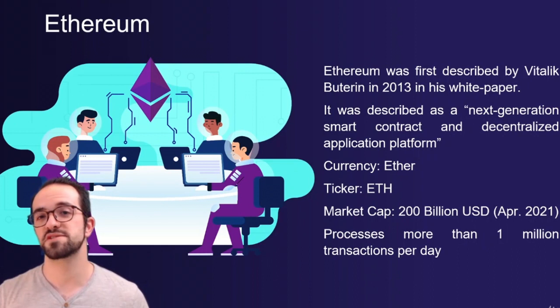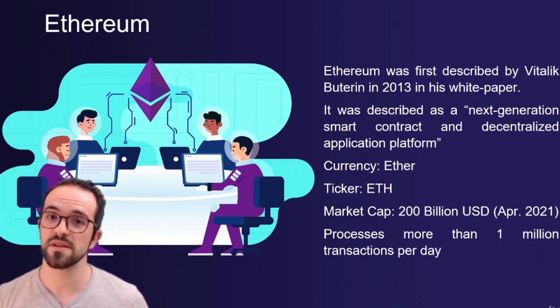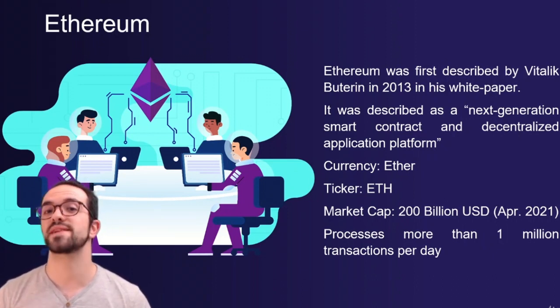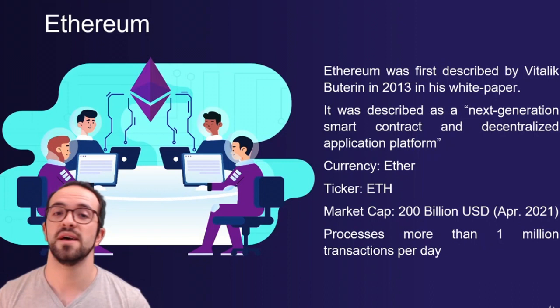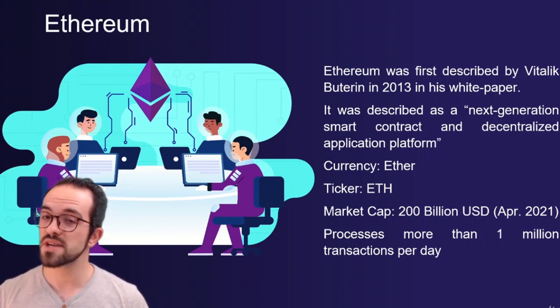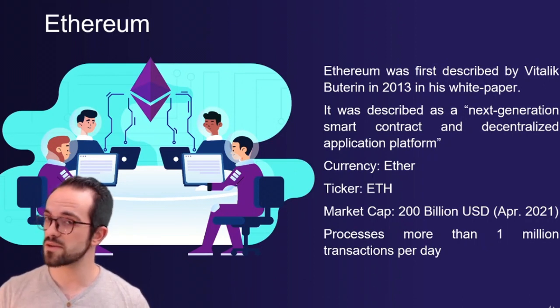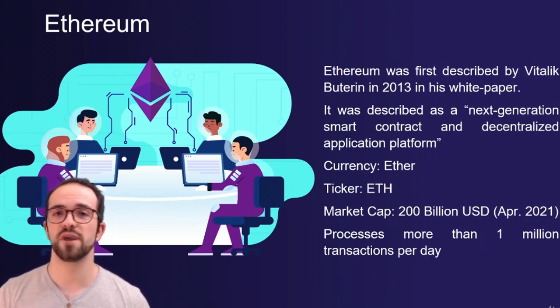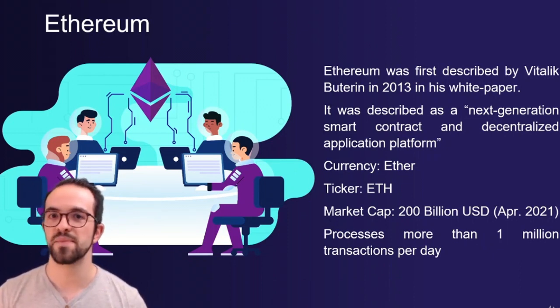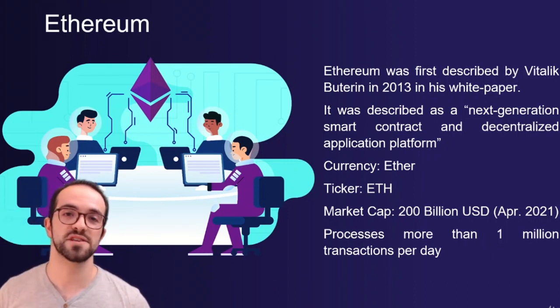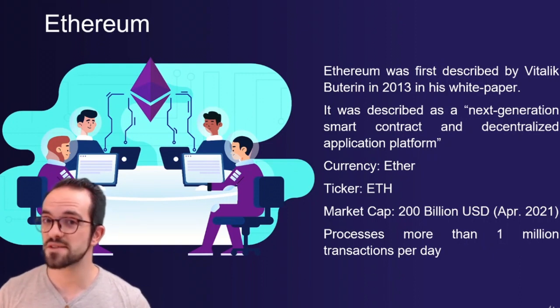So Ethereum was first described by Vitalik Buterin in 2013 in his white paper, where it was described as a next generation smart contract and decentralized application platform. Ethereum has its native currency called Ether, ticker symbol ETH, which we are going to see later, and which has a market cap around $235 billion in March 2021. Ether is used both for transactions and as a currency to reward the miners for their work through the transaction fees that are paid by users in smart contracts.